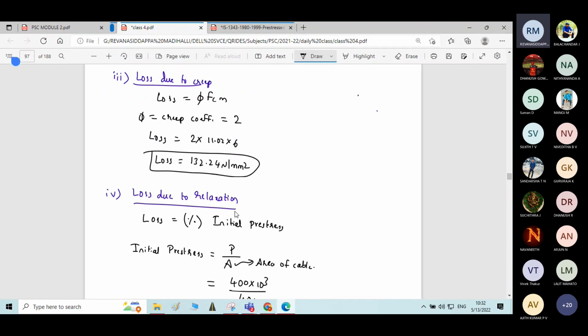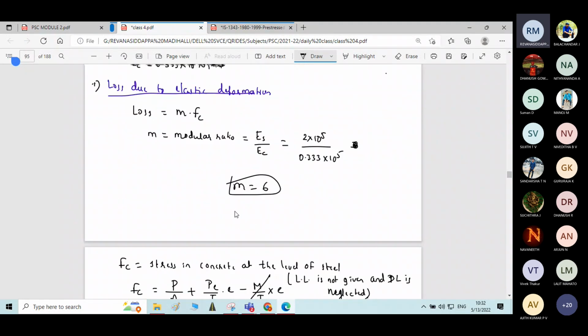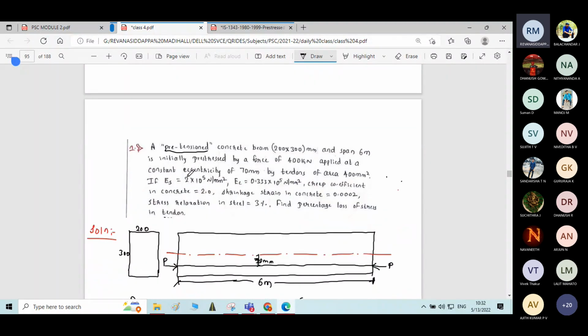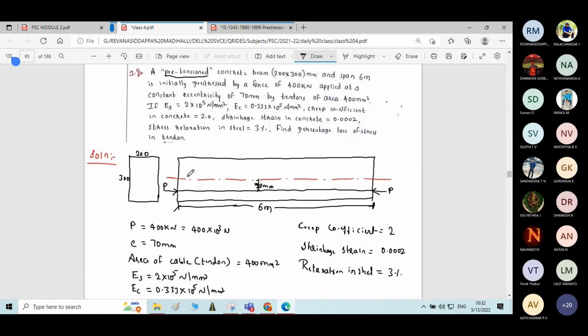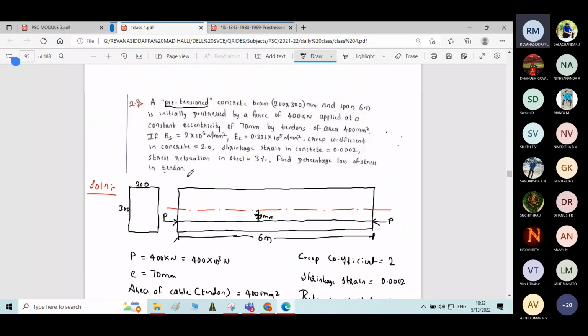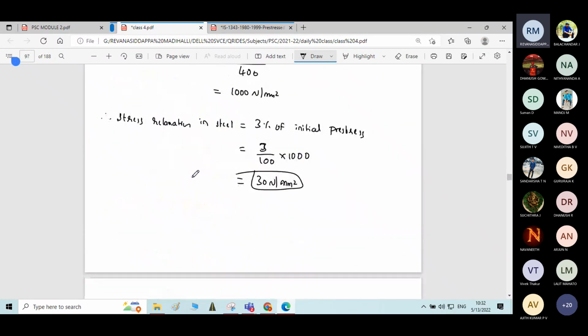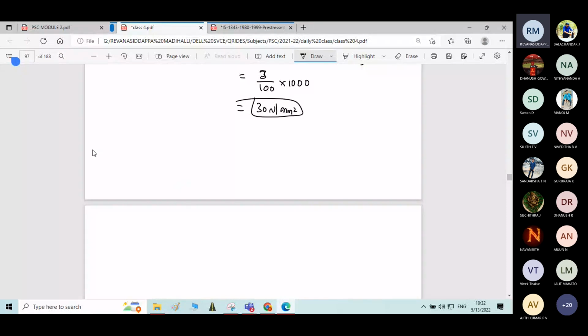Correct? Loss due to anchorage slip and loss due to friction will not come in the case of a pre-tension concrete beam. It will come in the case of a post-tension concrete beam. So there will not be any loss due to friction and anchorage slip. In the case of a pre-tension concrete beam, only 4 losses will come. Now we can calculate the total loss.